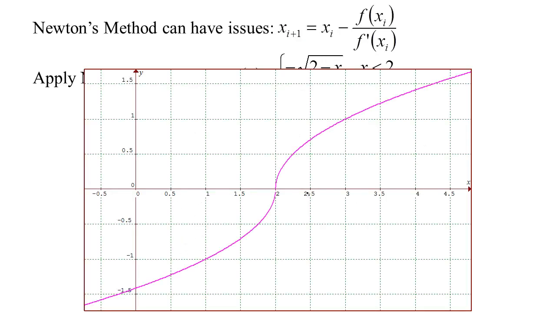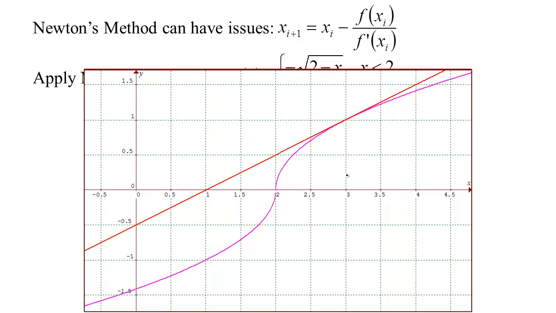We've pieced together these two functions. So if we started, say, at 3, follow the tangent line back, we get 1, and then we find the tangent line there, and follow it back, we're back to 3. So we just keep cycling between 1 and 3. We get a 2-cycle. So it's possible that Newton's method may not converge to a particular value.